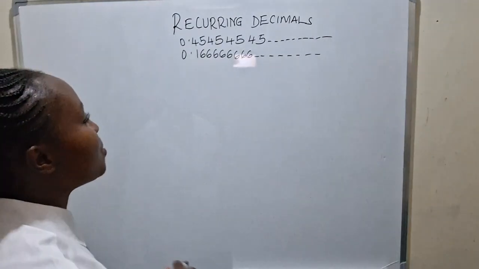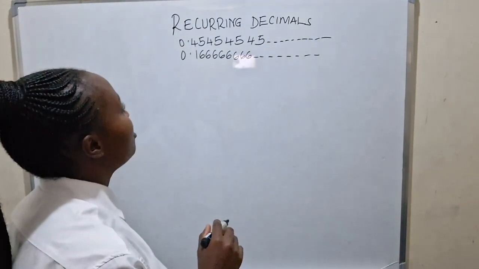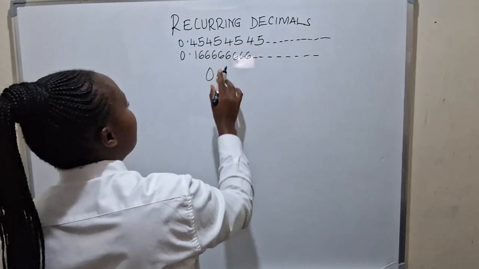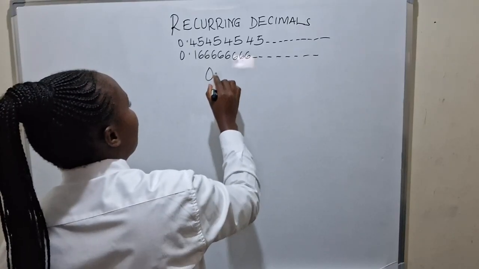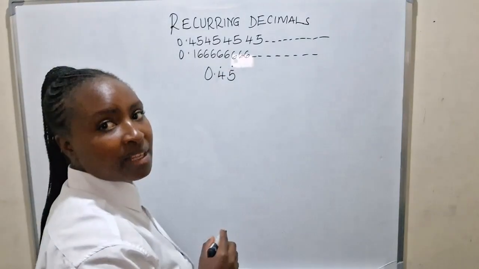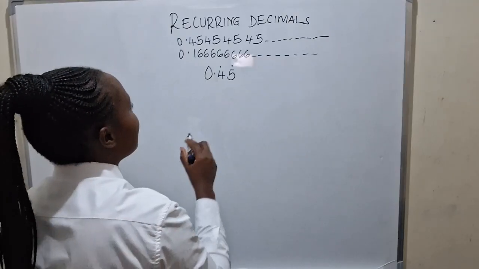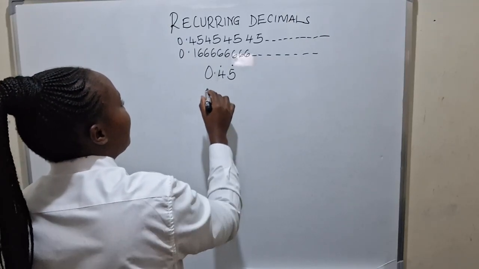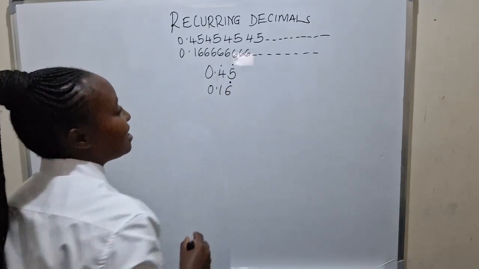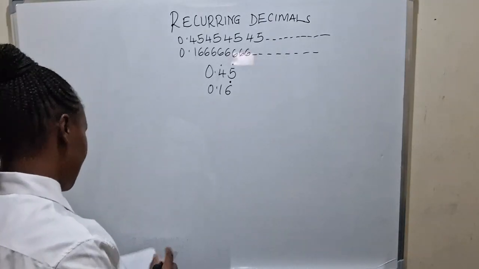Okay? So, in these decimals, for instance, this 0.45, to show that it's a recurring decimal, it's written 0.45 with a dot on top. Okay, that means it's a recurring decimal. For this 0.1666, for the recurring number 0.16, the recurring number has a dot on top.